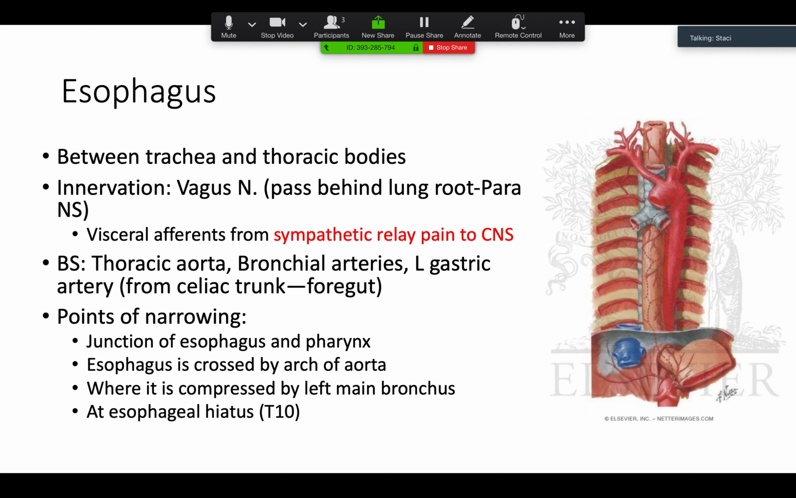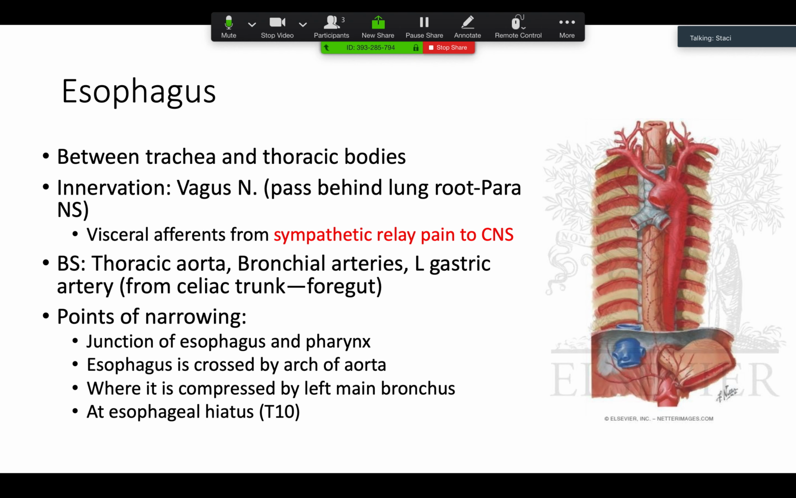It's innervated by the vagus nerve, which passes behind the lung roots, and it's part of the parasympathetic nervous system. And we're going to talk more about sympathetics and parasympathetics in a few slides. So there's visceral afferents from the sympathetic, which relay pain to the CNS, which is important to remember.